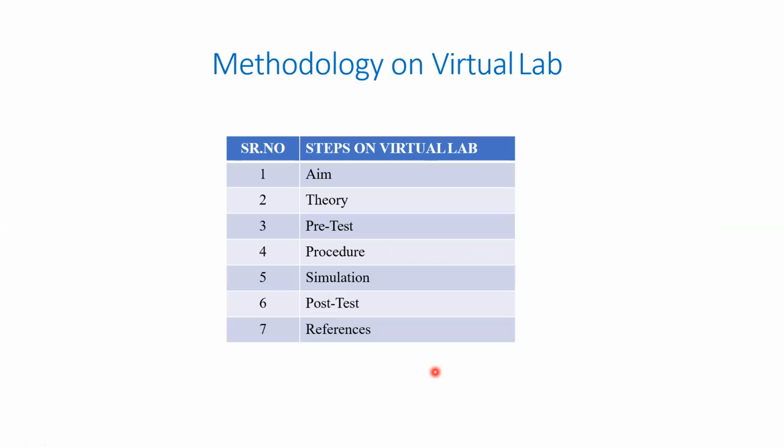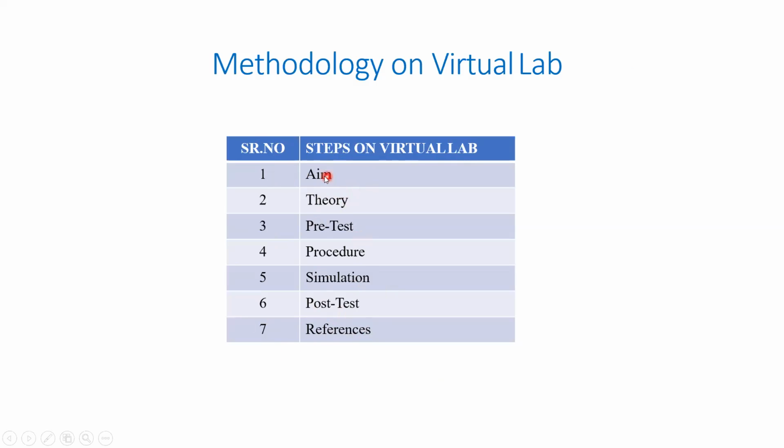For performing the practical on the virtual lab, if you go to that particular experiment, you will find steps for performing it. You will find these seven items which you can click: aim, theory, pre-test, procedure, simulation, post-test, and references.